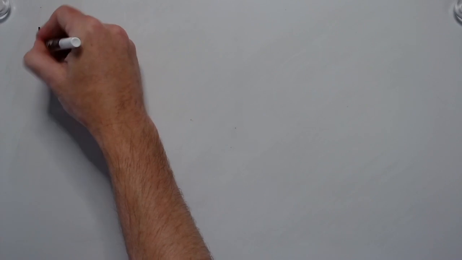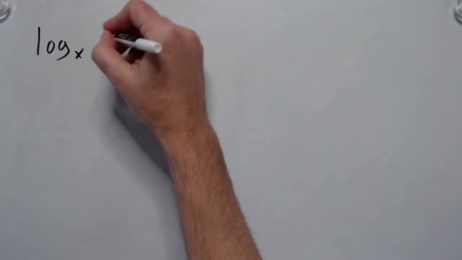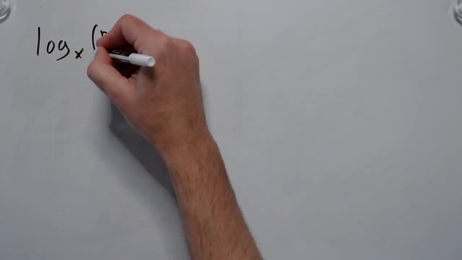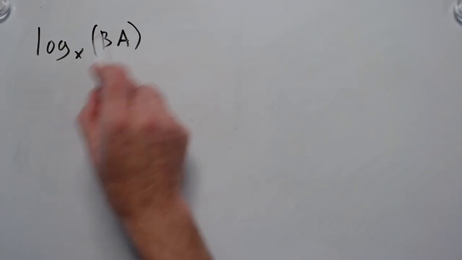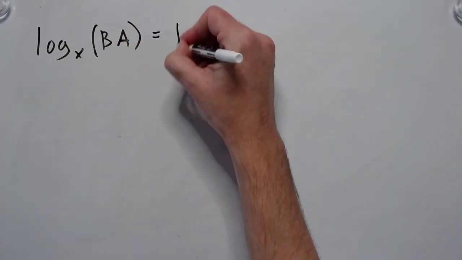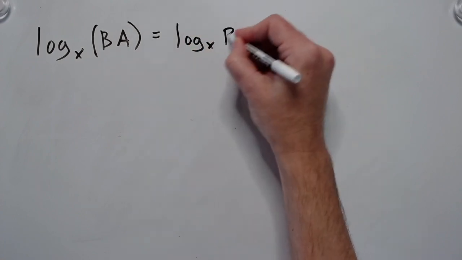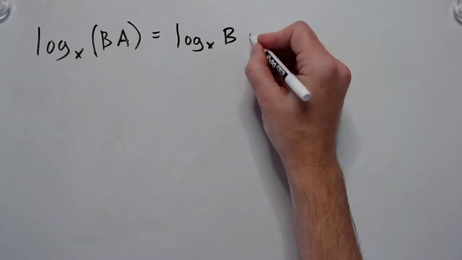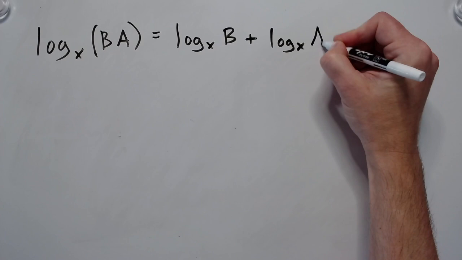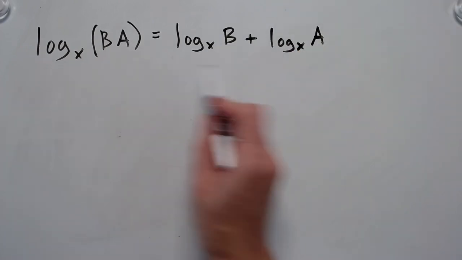Okay, let's start up here with log base x of b times a. And just to clarify, we're going to put brackets around this so we know that we're taking the logarithm of this entity here. So we have a multiplication, so it would be log base x of b, the first part of the product, plus log base x of a. We're taking the product and it splits into addition in the logarithmic world.